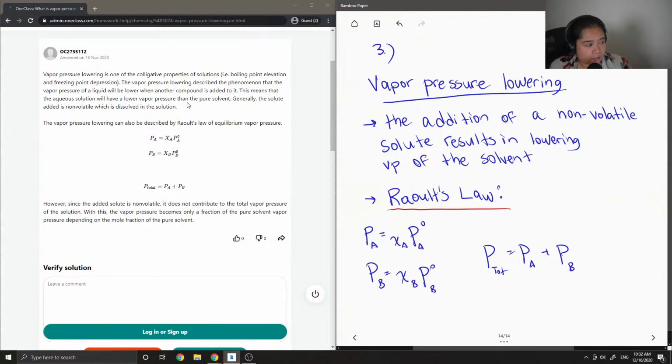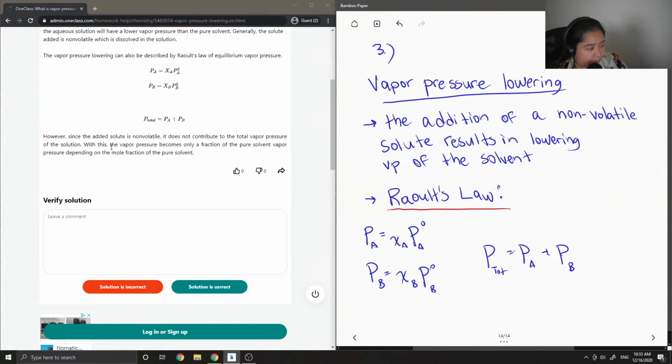And generally, the solute added is non-volatile, which is dissolved in the solution. So the vapor pressure lowering can also be described by Raoult's law of equilibrium vapor pressure, where PA is equal to the mole fraction of A times the pure solvent vapor pressure of A, and the pressure of B is equal to the mole fraction of B times the pure solvent vapor pressure of B. And then P total is just equal to PA plus PB.